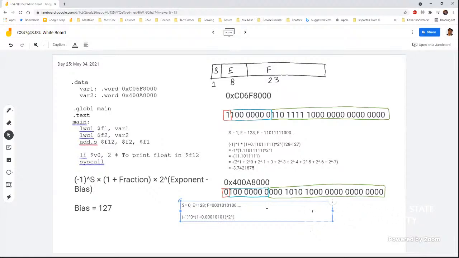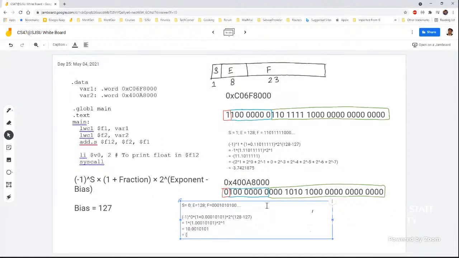Multiplied by 2 to the power 128 minus 127, the bias. So this minus 1 to the power 0 is 1, multiplied by this 1.000100101, multiplied by 2 to the power 1. That really means 10.00100101. Now change it to decimal, translate it.